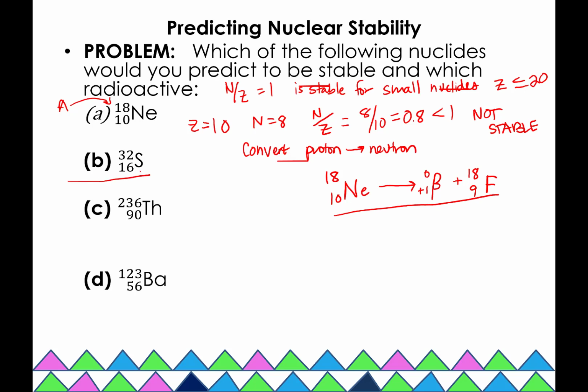Okay, let's look at this next one, sulfur 32. So Z is equal to 16. Your A is 32, so that means that N is also equal to 16. So here we have an equal number of protons and neutrons. So I would predict that this one is stable, and that's because sulfur is relatively small, whereas neon is unstable.